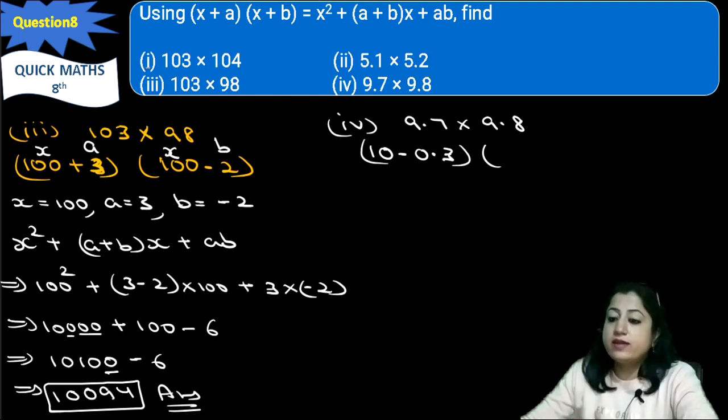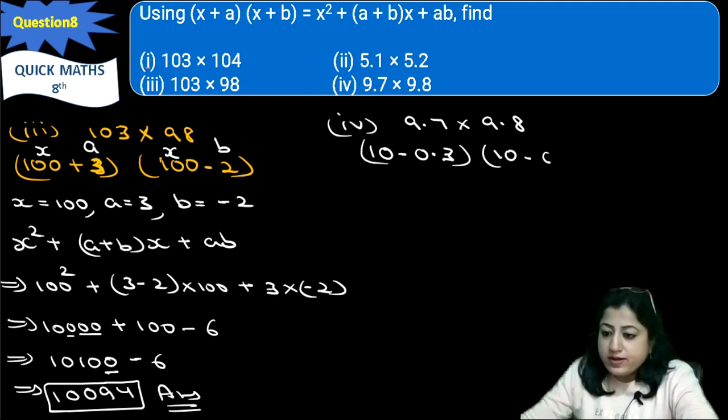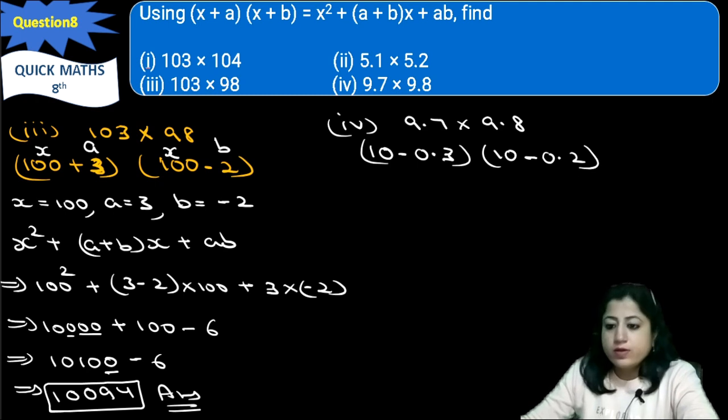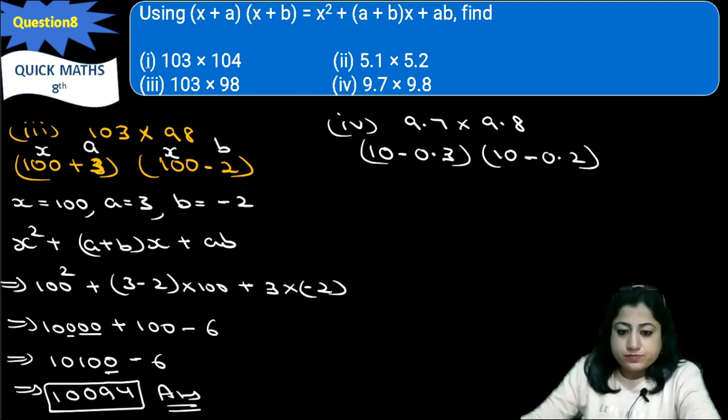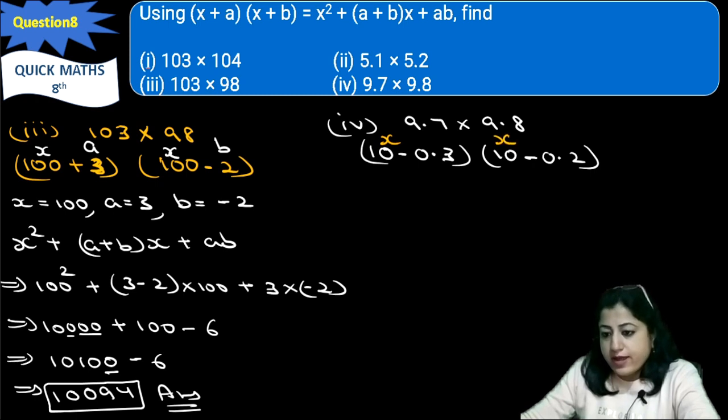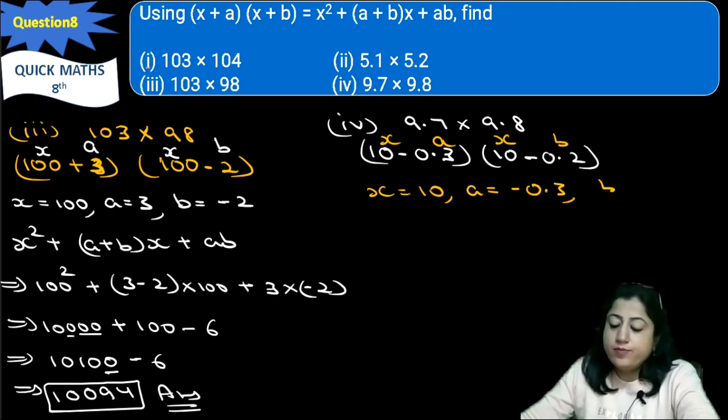We can write it as 9 plus 0.7, 9 plus 0.08. It is also right, but if we recognize it accordingly, then obviously it is much closer to 10 instead of 9, because it is 9.7, 9.8, which is higher than 9.5. So 10 minus 0.3, and 10 minus 0.2. So here, using yellow, this is x, this is x, this is A, this is B. So x is 10, A is now minus 0.3 and B is also minus 0.2.